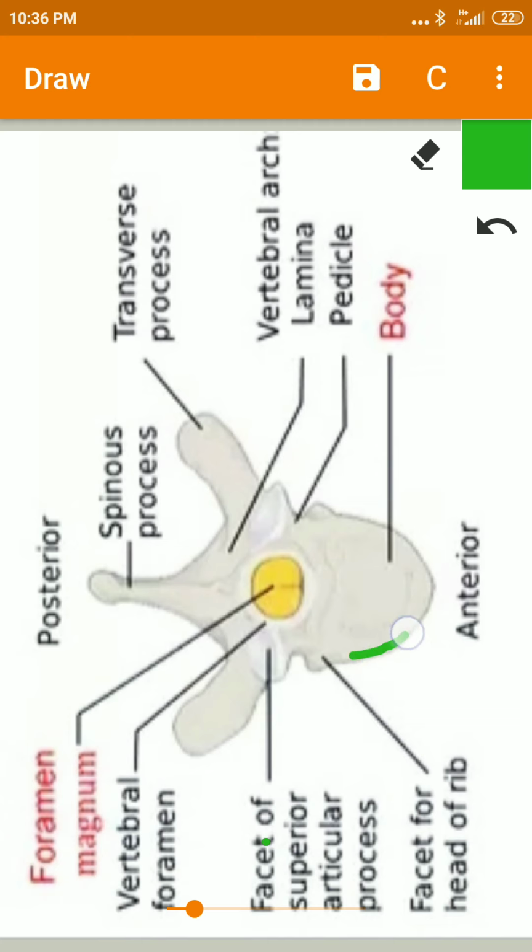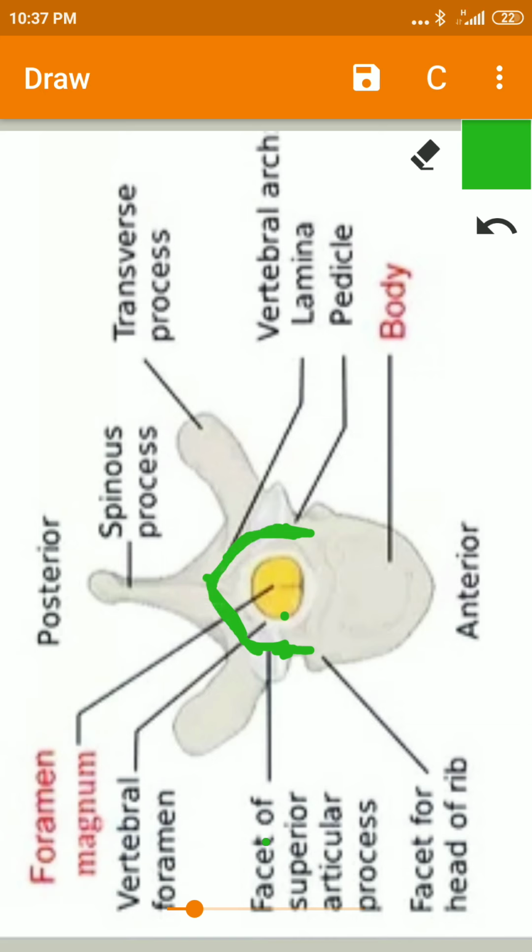So this is the body. On the anterior side it is the body, and on the posterior side it forms an arch, isn't it? Now we will see one by one. This is the body, and the arch is formed by the pedicles. Here is a small connection, which is called the pedicle, and the pedicles on both sides run somewhat laterally and then posteriorly and medially.